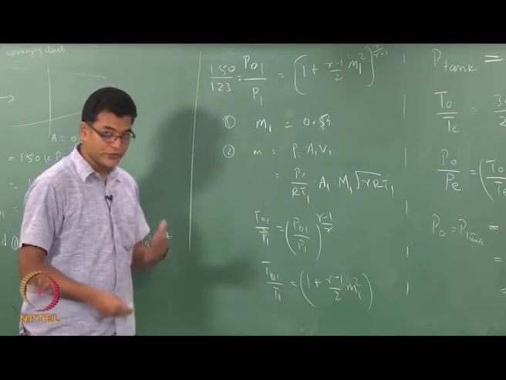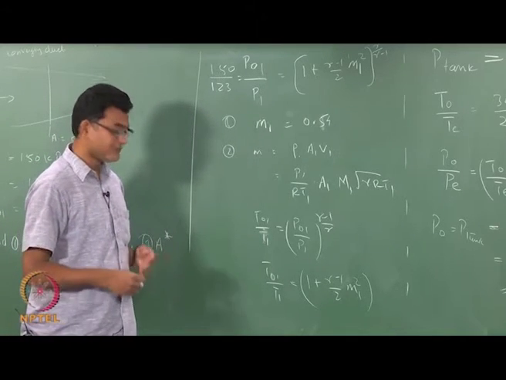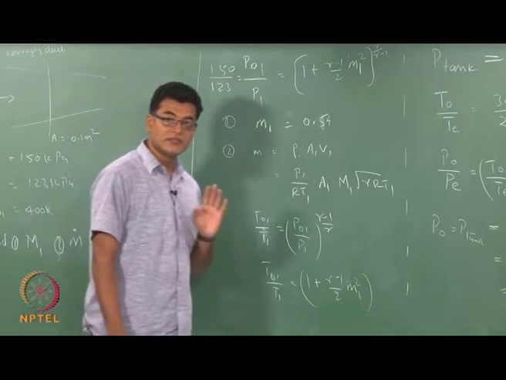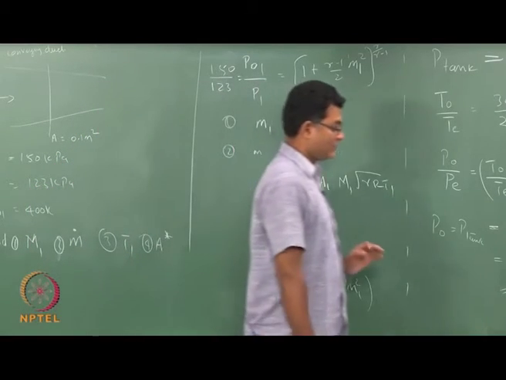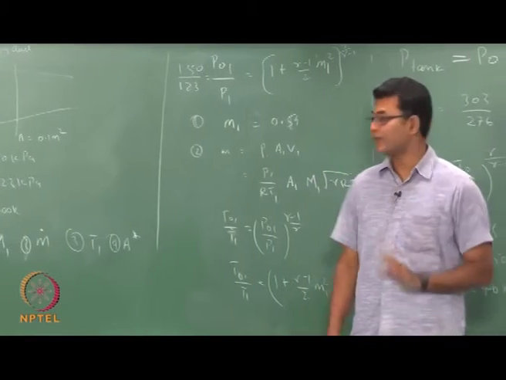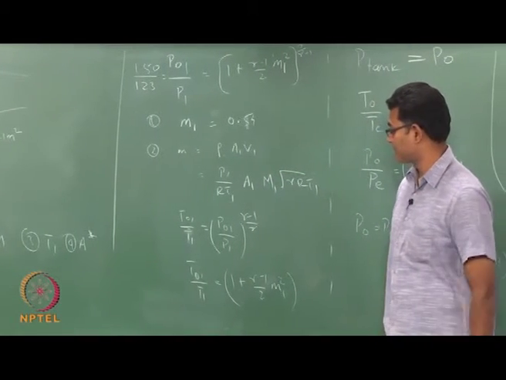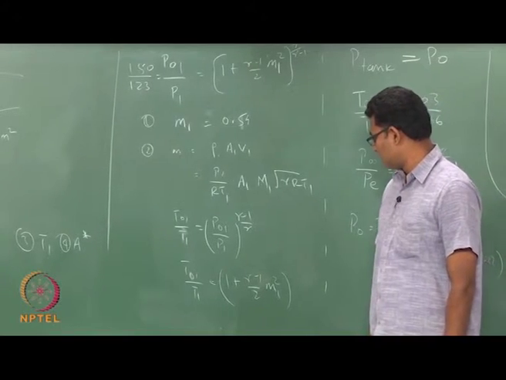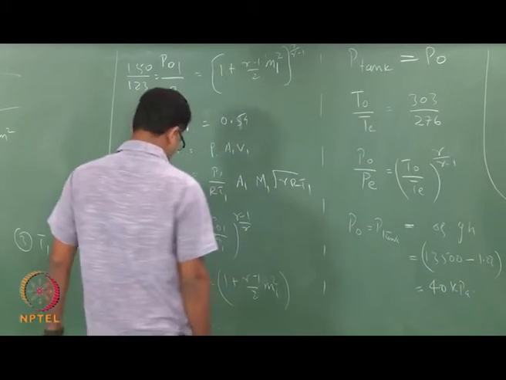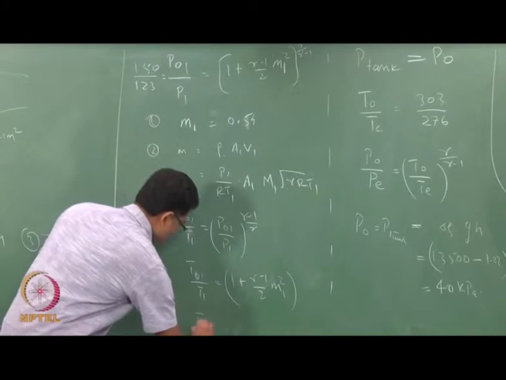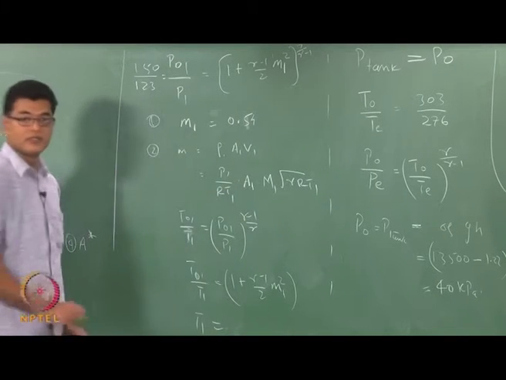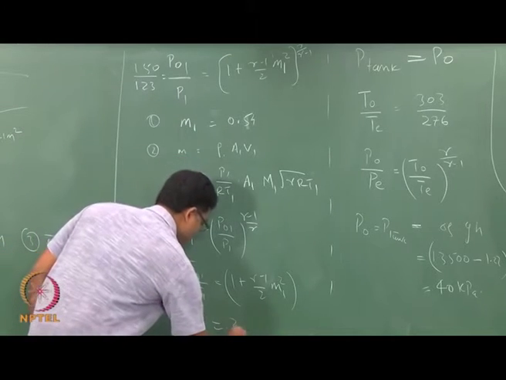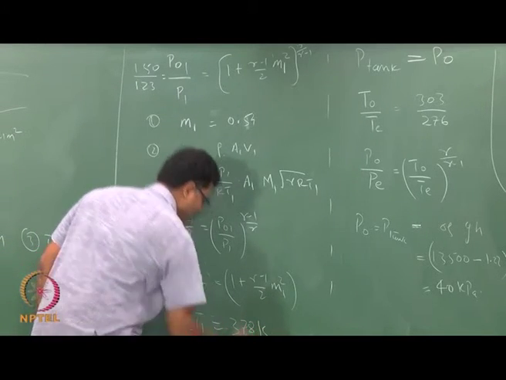Now, we are also going towards something called gas tables, and we will do the same set of problems with gas tables. Okay. So, now you can calculate this, and T1 is 378 Kelvin.